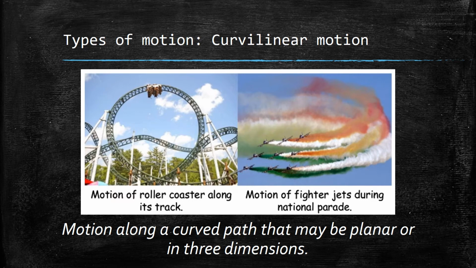Curvilinear motion. Motion along a curved path that may be planar or in 3 dimensions. It is the straight opposite of linear motion. In linear motion, an object moves in a straight line, in a linear path. Whereas in curvilinear motion, they do not move in a particular straight path. They can move in any way, in a curve, for example. Motion of a roller coaster along its track. A roller coaster is not straight, as we also saw earlier, and it moves around in any pattern. Motion of fighter jets during a national parade.